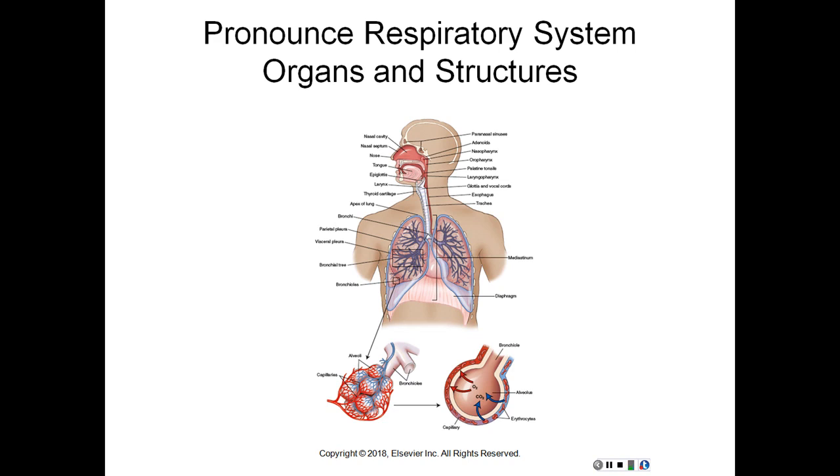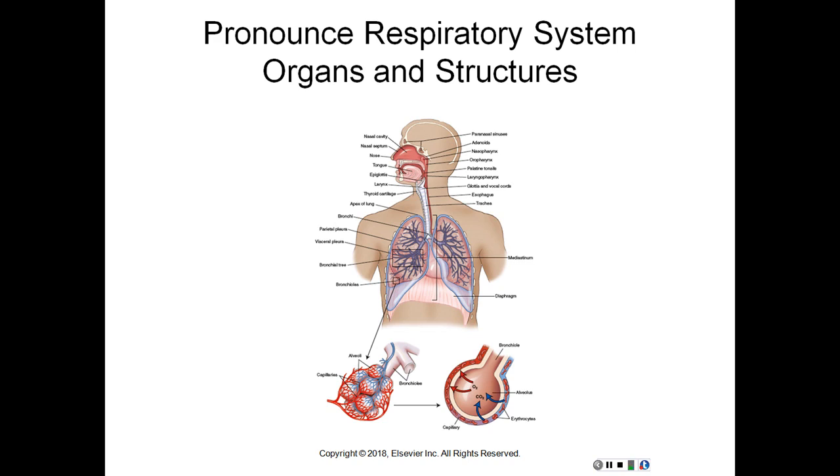Bronchus, and then plural is bronchi. One of two branches from the trachea that conducts air into the lungs, which it divides and subdivides. Bronchioles, smallest division of the bronchial tree. Alveoli, and then the singular is alveolus, air sacs at the end of the bronchioles. Oxygen and carbon dioxide are exchanged through the alveolar walls in the capillaries.